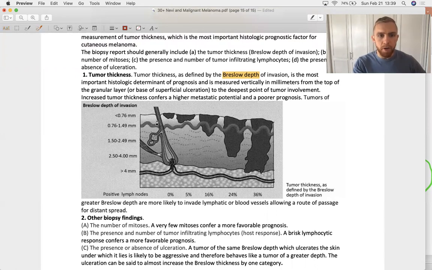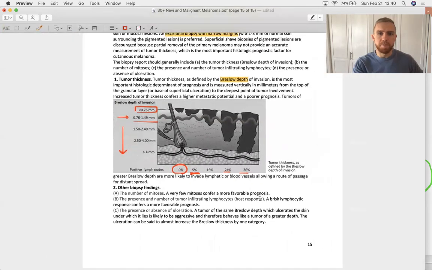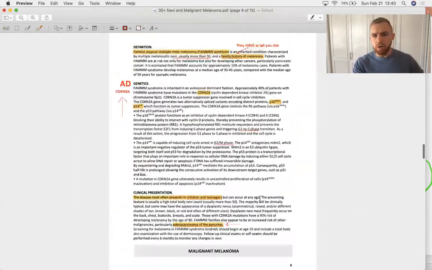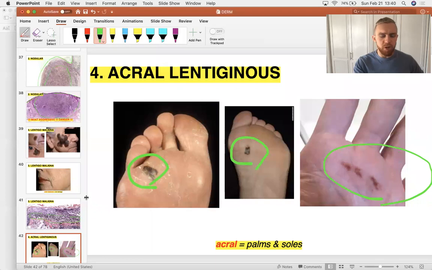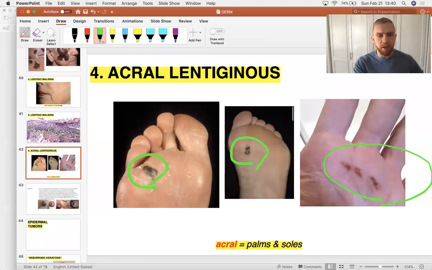In this chart here, if it is less than 0.76 millimeters, there is a 0% chance that that patient is going to have any positive lymph nodes in the area. But as soon as you cross 0.76 millimeters, then you start to see a little bit of a chance for this sucker to invade locally. And then the higher that depth gets, the greater and greater your risk of distant metastasis. So that's melanomas. Not a whole ton going on here. Again, please remember these 4 separate subtypes. They are pretty easy to tell apart.